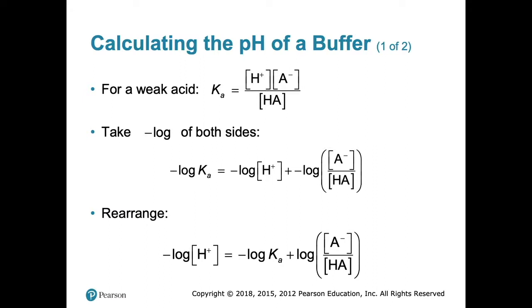So if you have the negative log of the hydronium ion concentration or the proton concentration, they mean the same thing, right? This negative log here is just P, okay? People just say P, lowercase p, right? And this part here is the H, right? So you put it together and you get pH.